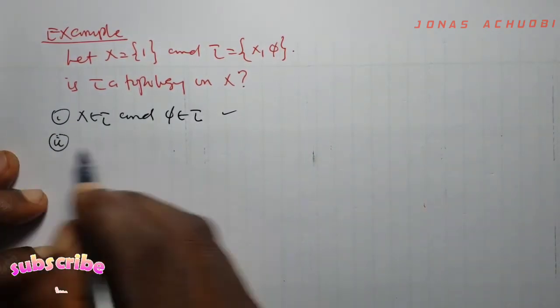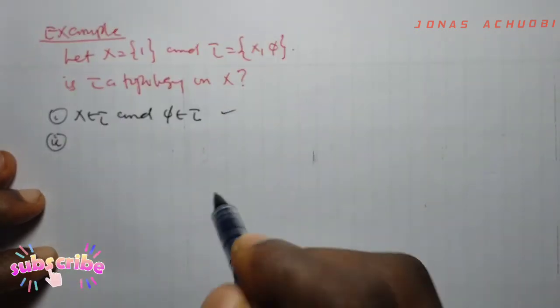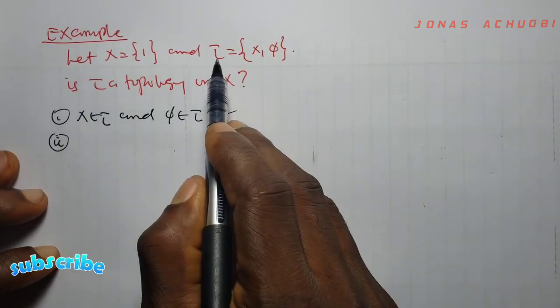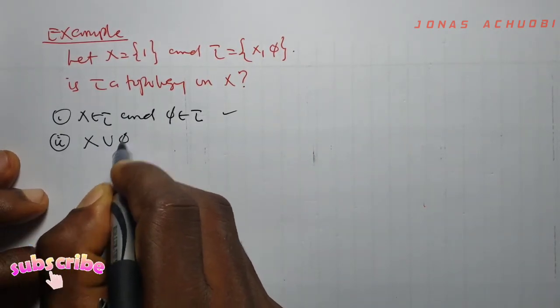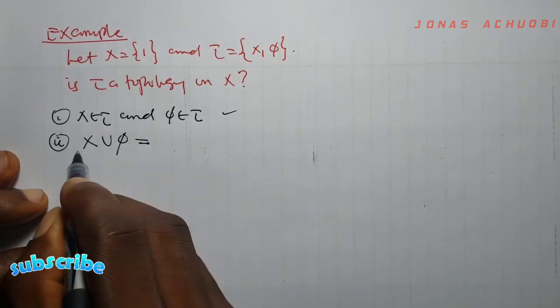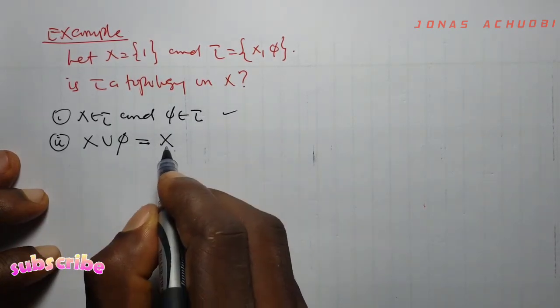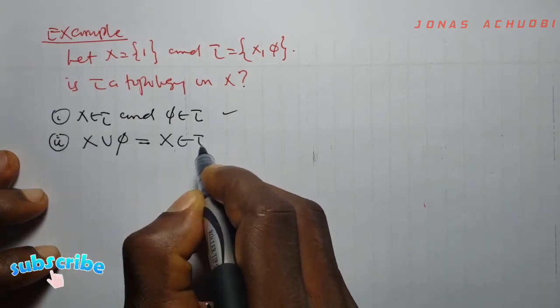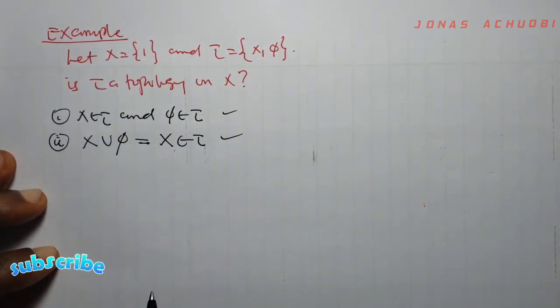Second one says that if we take any union of 2 open sets in tau, the result should also be in tau. And in this case, tau has just 2 open sets. So we now check the union of X and phi. If you take the union of a set and an empty set, the result is what? The set itself. Is X in tau? Yes, X is in tau. So the second condition for topology is also checked.